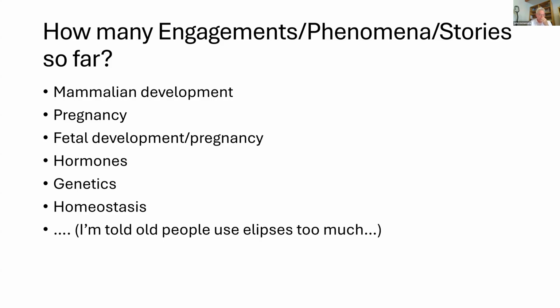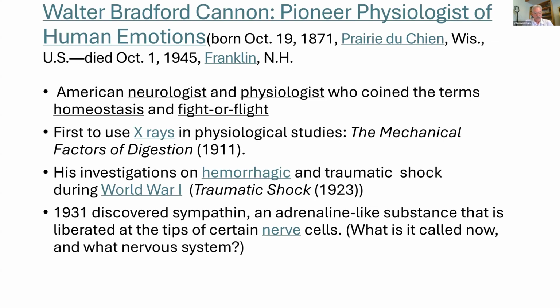So the next person I want to introduce is Walter Cannon. And you all know Walter Cannon directly because he's the person who defined fight or flight. He is the person who defined homeostasis. And this is without knowing what the hormones were involved, without knowing how it happened, okay? He was one of the first to use x-rays. He was one of the first to study hemorrhagic fever and shock.